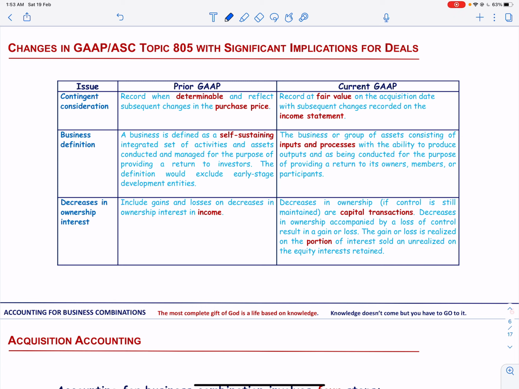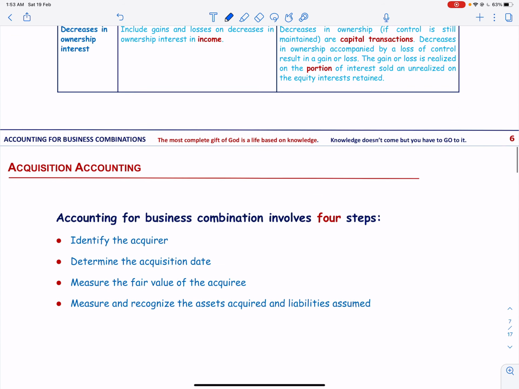In the past, decrease in ownership interest included gains and losses in income. Now, decreases in ownership accompanied by a loss of control result in a gain or loss. Let us now talk about acquisition accounting.